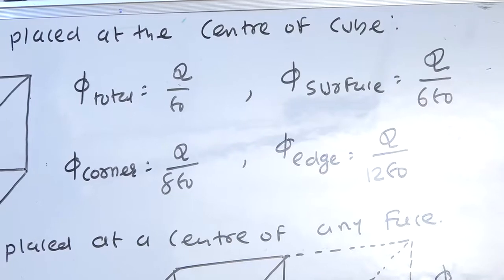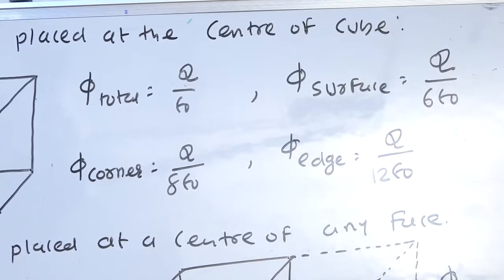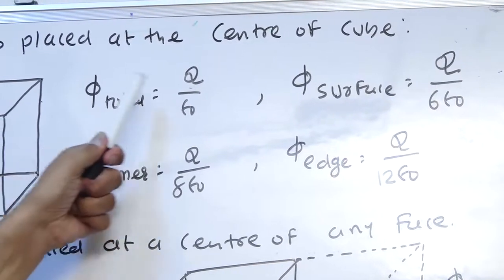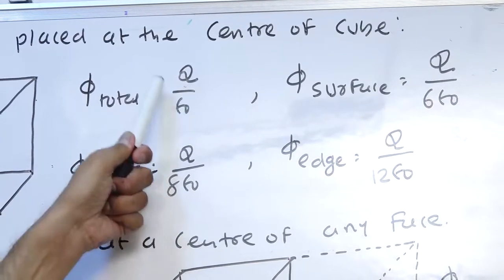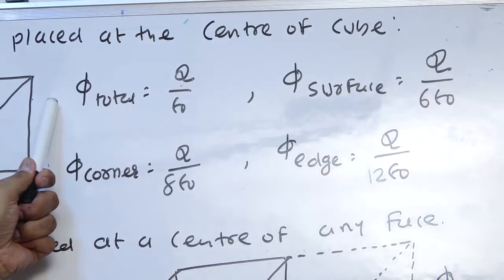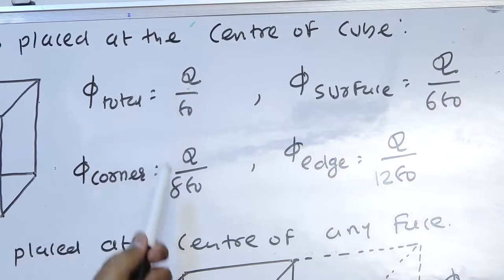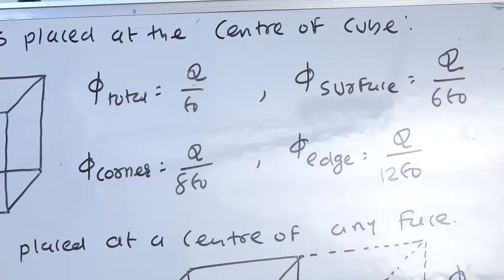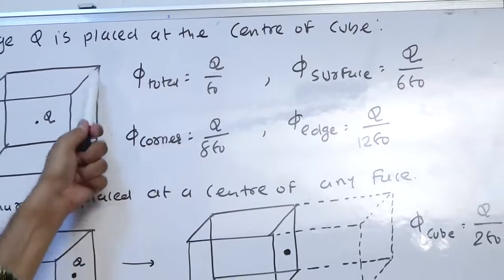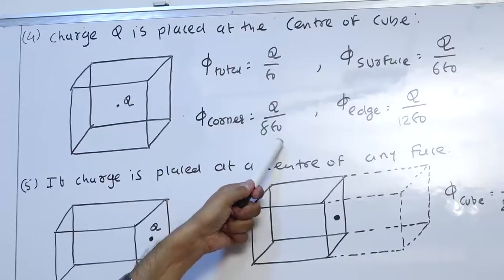Students, in a cube the total number of corners is 8. Due to 8 corners, flux is q by epsilon 0. So due to 1 corner, flux is q by 8 epsilon 0. The flux linked with one corner of the cube is q by 8 epsilon 0.